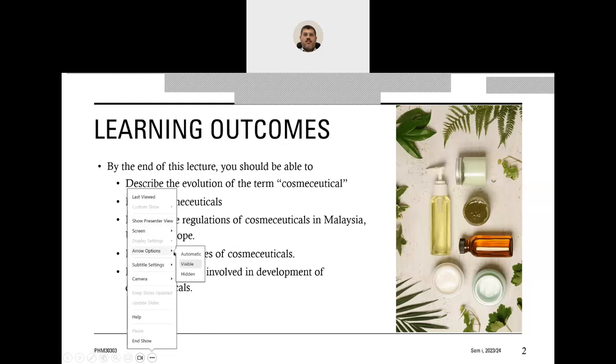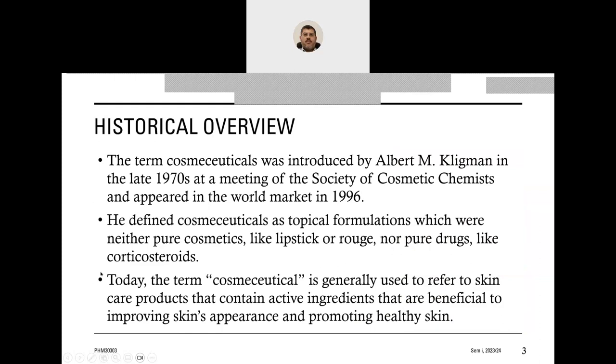So, if you look at this term cosmeceuticals, you can see that it resulted from the merge of two words, which are cosmetics and pharmaceuticals. This term was introduced in the late 1970s by Albert Kligman at a meeting of the Society of Cosmetic Chemists and appeared in the world market by 1996. It's quite a long time after it was introduced. And he defined cosmeceuticals as topical formulations. So they are mainly topical formulations, same as cosmetics.